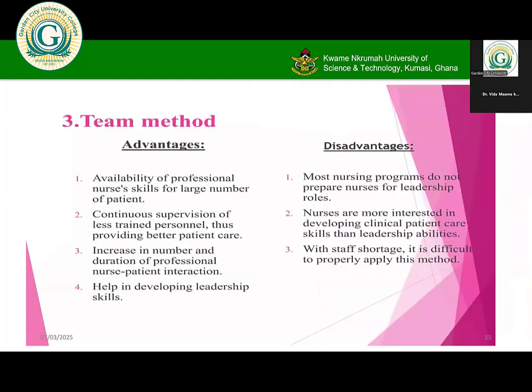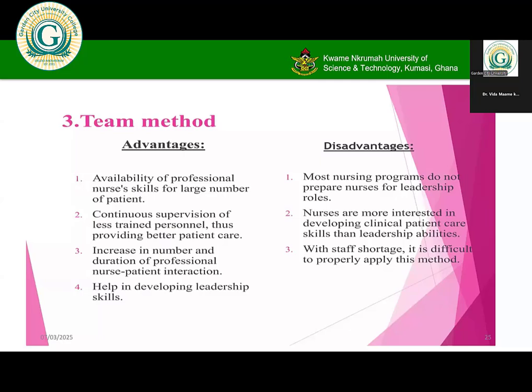And these are the advantages: availability of personnel with nursing skills for a large number of patients, and continuous supervision of less trained personnel, because if you don't monitor whatever they do, you, the team leader, will be accountable for whatever problem crops up. It increases the number and duration of professional nurse-patient interaction. It helps in developing leadership skills, because as a leader, you also have to apply all the leadership skills that a leader is supposed to have.